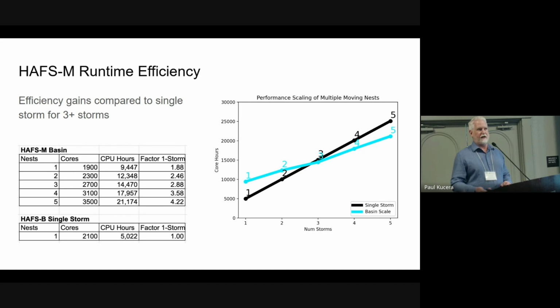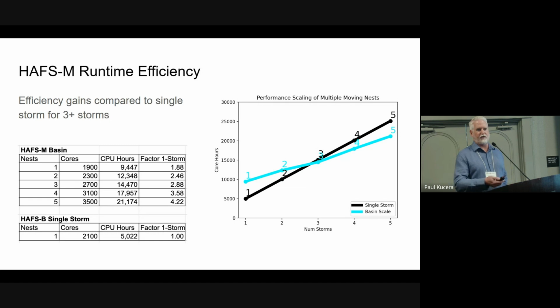Then we compare that against the HAFS-M basin. Those scale up from 1,900 cores, then we add 400 cores for each additional nest that we added. In the real-time experiment, we did a lot of the runs in the 1 to 3 nest cases. Then Lou ran some 4 and some 5 nest cases just to help fill out the scaling.